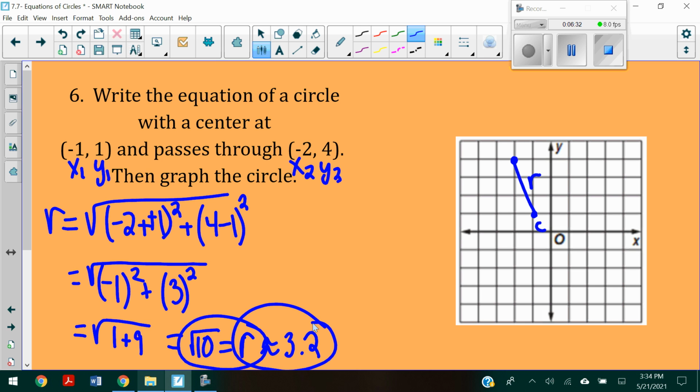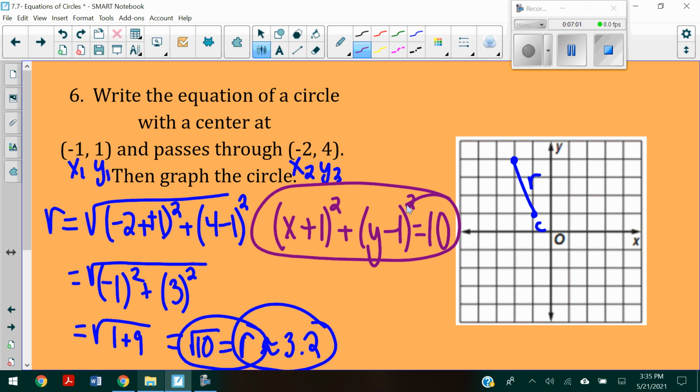Okay, so let's start off with writing our equation. It is going to be x minus my h, which is my x coordinate. So minus negative 1 turns into a plus 1. So y minus my y coordinate of 1. And then I'm going to square that square root of 10. Remember the problem on the previous side that we just did? When we square the square root of 10, it becomes positive 10.